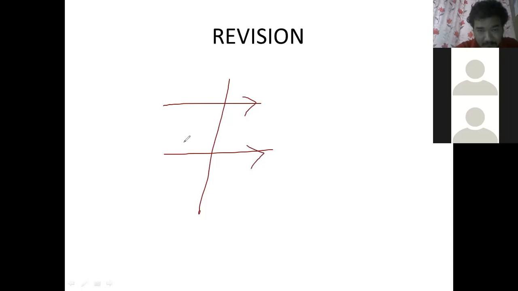Right? And there was another line also. If this is 8 degree and if this is 70 degree, what is the value of A? What is the value of A here?